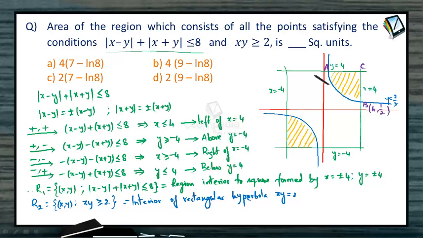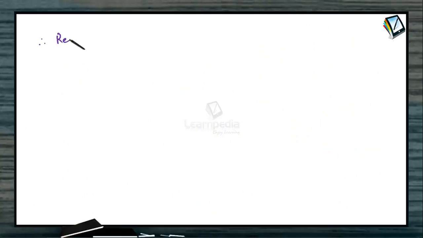Similarly, how will be the coordinates of point A? That is the point of intersection of y equal to 2 by x with y equal to 4. When y equal to 4, x is half, so it would be half comma 4. So we now know the points A, B and C, with C having coordinates 4 comma 4. We know all the three vertices and we need the area included in this. Then the total required area would be twice the area of the region in the first quadrant.